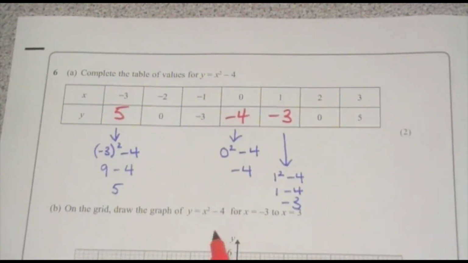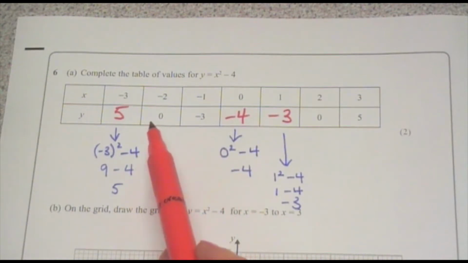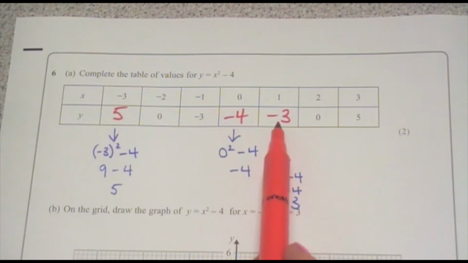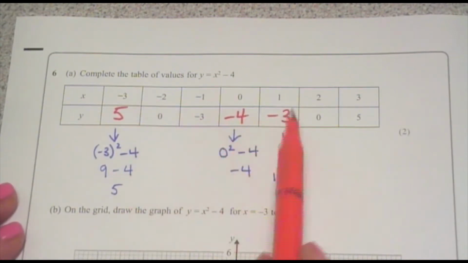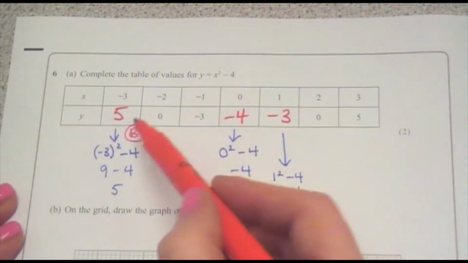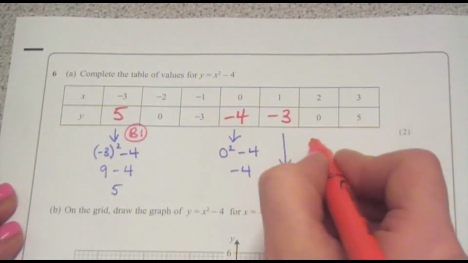According to the mark scheme then, I would get 1 mark for getting the answer of 5 or minus 4 or minus 3. So I would get 1 mark for just calculating at least one of these values. The way to get the other mark is that I need to have calculated all 3 accurately.